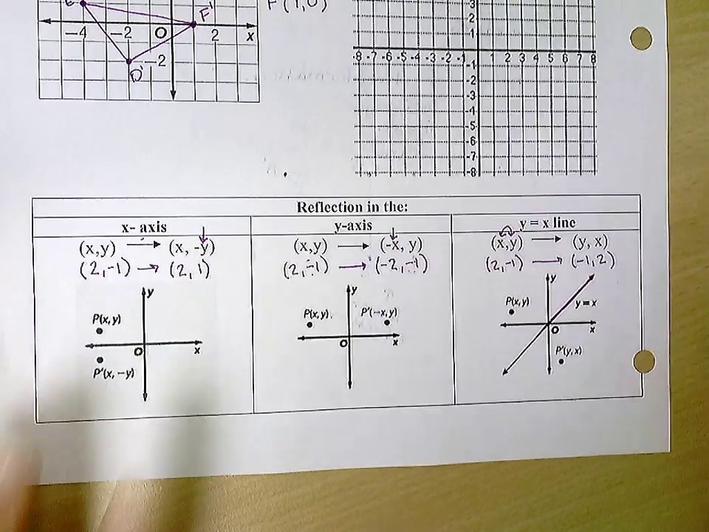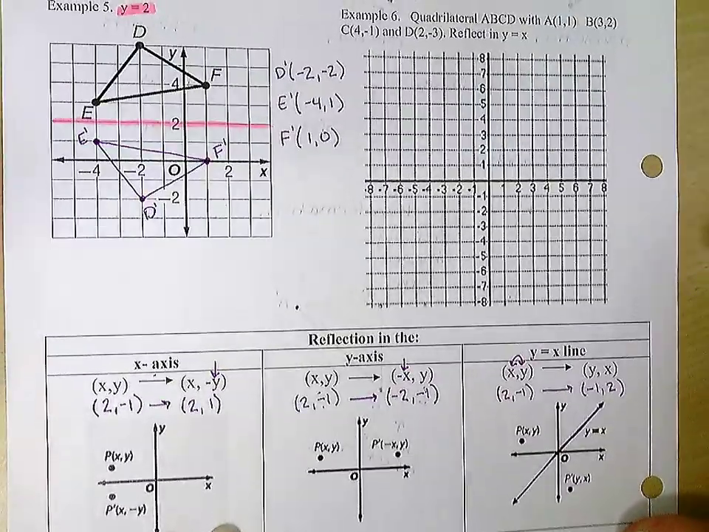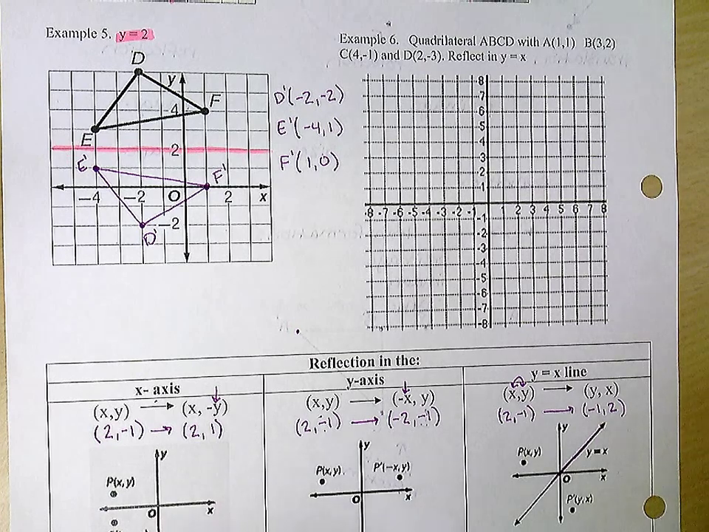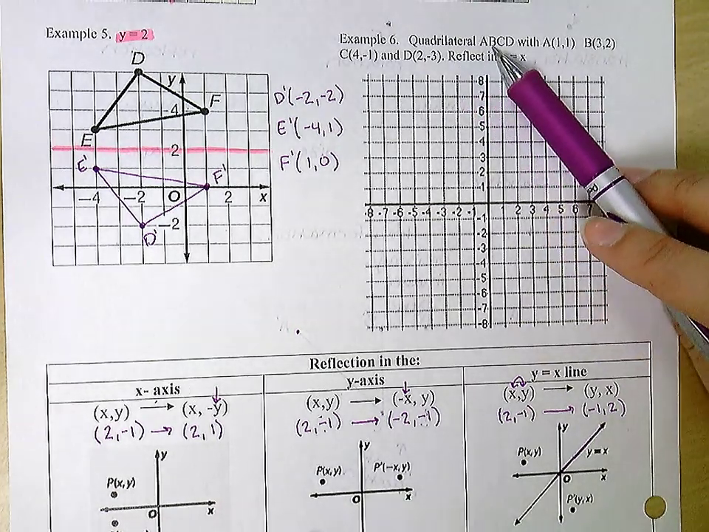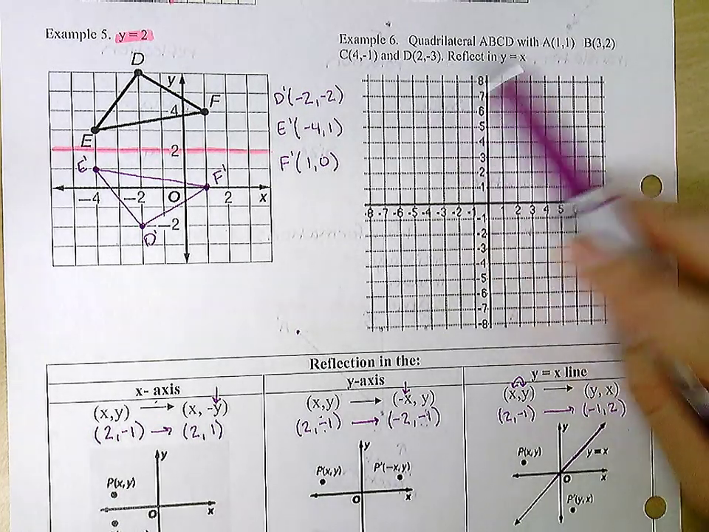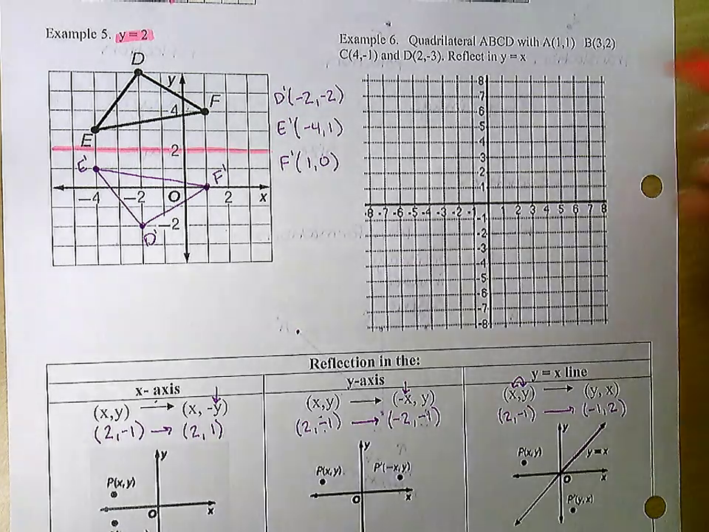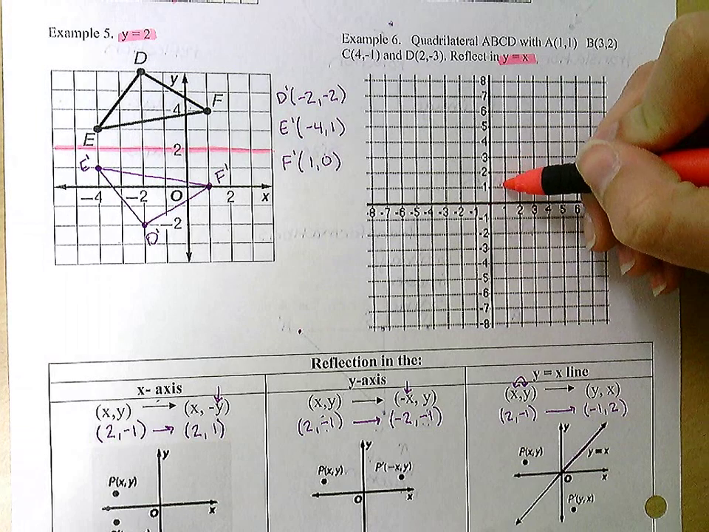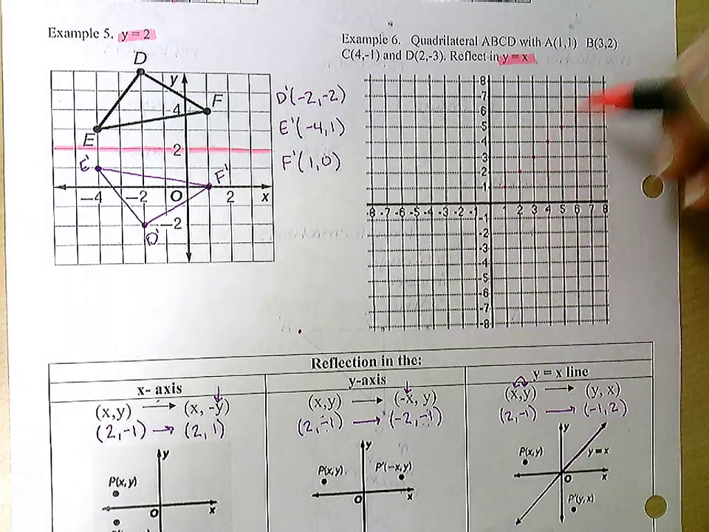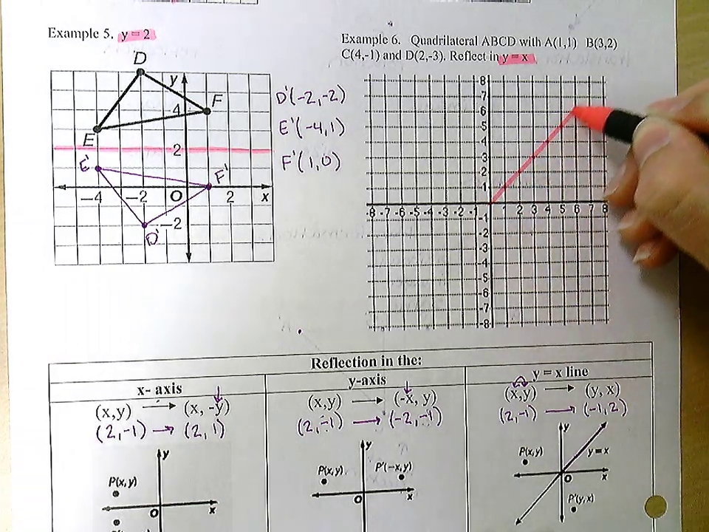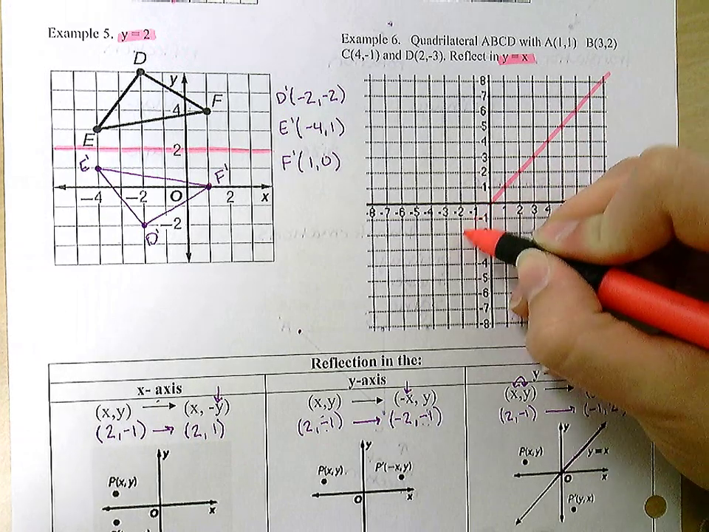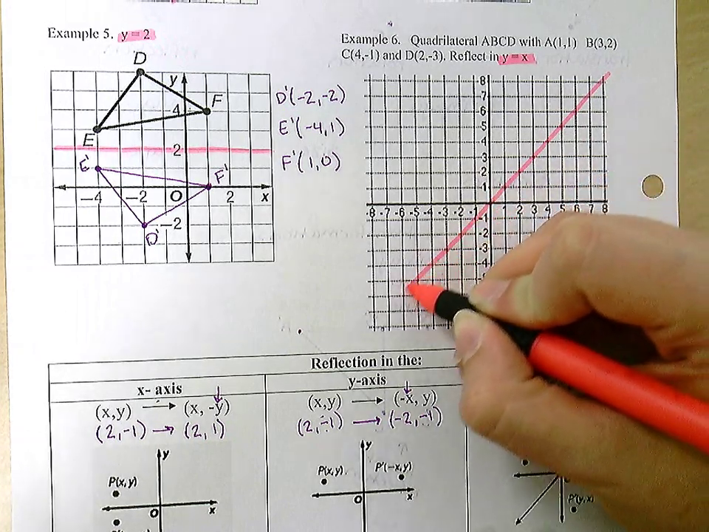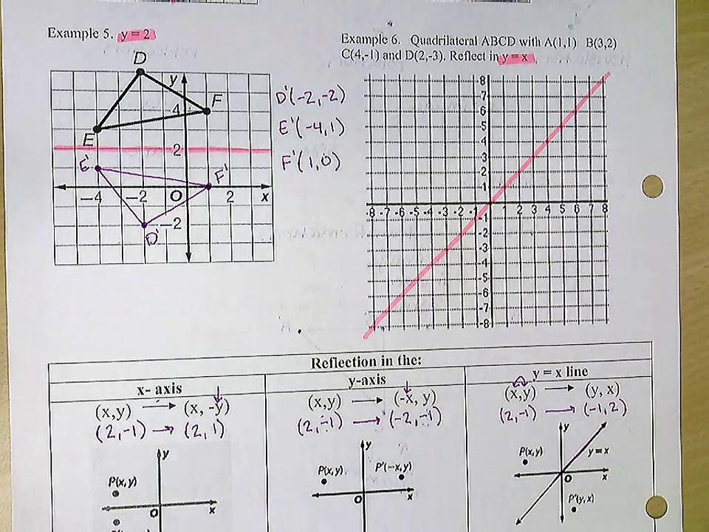So now that we have those rules, we can do example 6. In number 6, we have quadrilateral ABCD with the given coordinates. We want to reflect in the line y equals x. Again, that line is the diagonal line through the origin with a slope of 1. So I'm going to highlight that line of reflection. I'm going to continue with the slope of 1, so it should hit each and every single corner of that box there. Same thing in our negative right here. This is my line of reflection for y equals x.